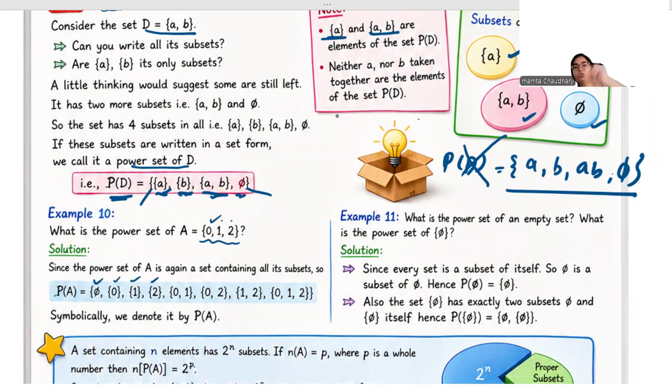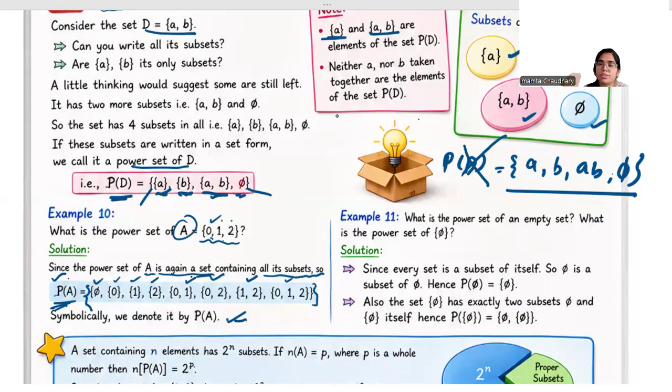Now you can take two elements. 0, 1, another subset. 0, 2, another. 1, 2, another. We have taken two elements. Now you can make the subset using 3 elements, or all the elements. Yes. So now if we write the set of all these subsets, it is called the power set. As the set is A, it is the power set of A. Understood? Since the power set of A is again a set containing all its subsets, it will be written like this.